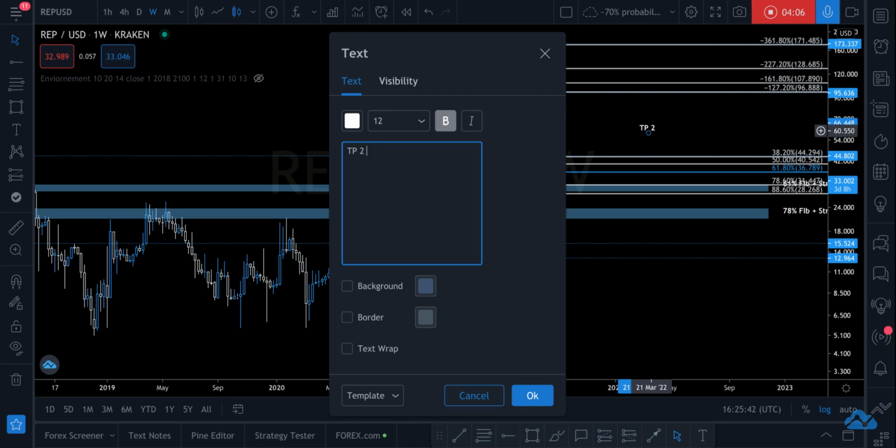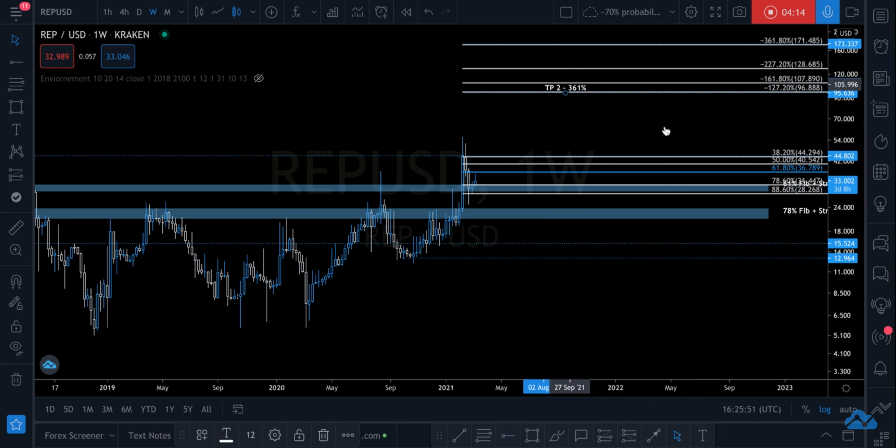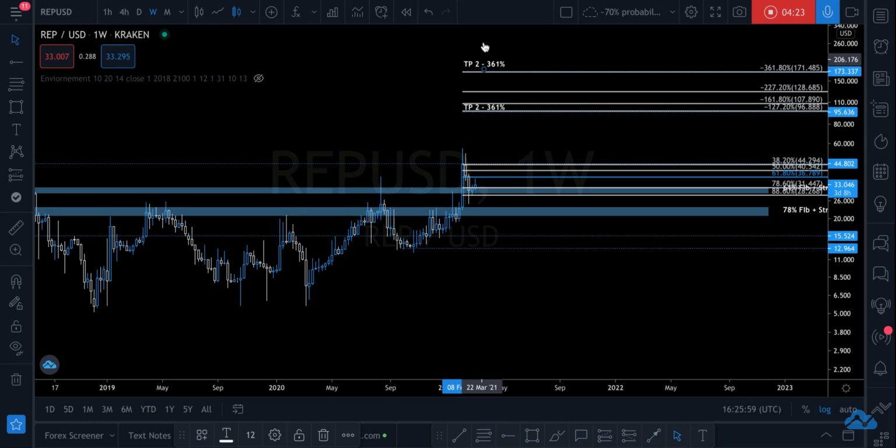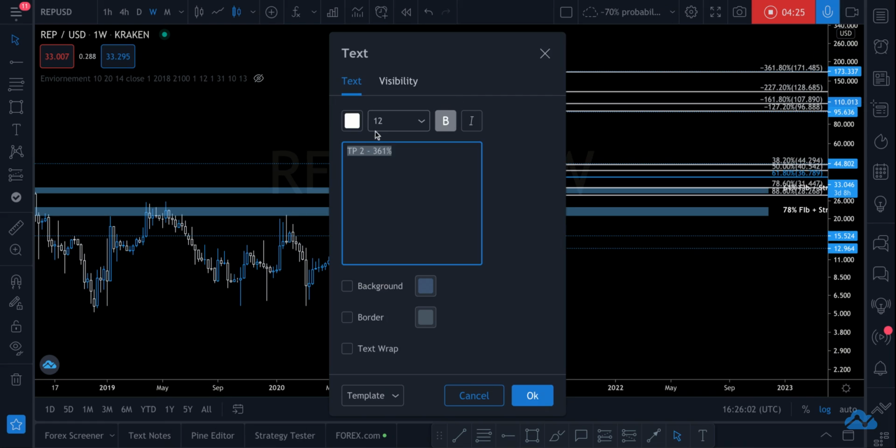TP2, and that's going to be the 361 extension. If you guys are trading, take profits are important. If you guys are investing, probably don't care too much. You're looking more long-term on this anyways. But for all of our traders, what we're going to say is TP1 could be our 127 extension.